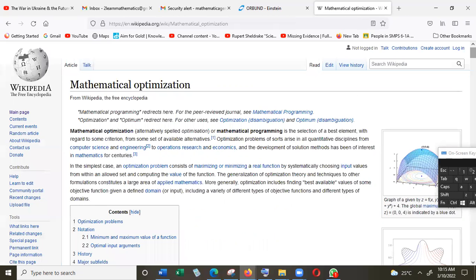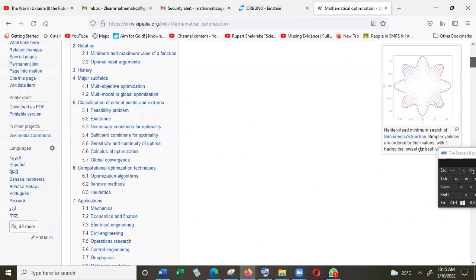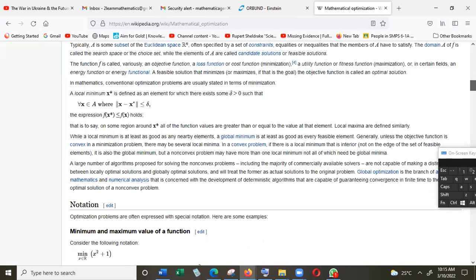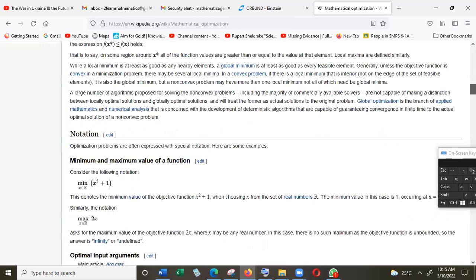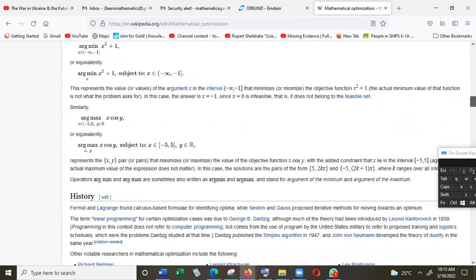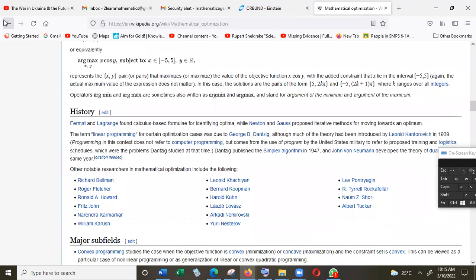So you have mathematical programming optimization, and then BAM, optimization maximum minimum. See here you have min and max. So the min and max already appeared, the minimum and the maximum point. And that's what Wikipedia is saying.